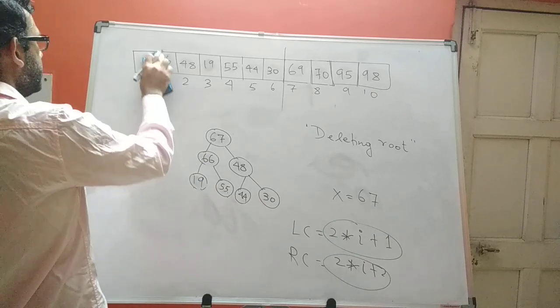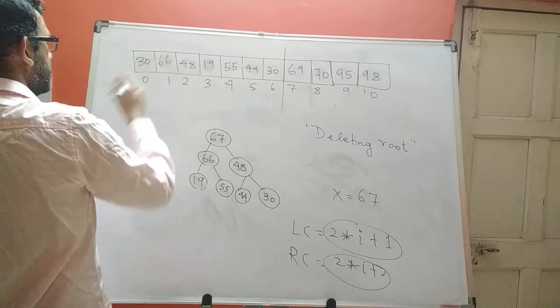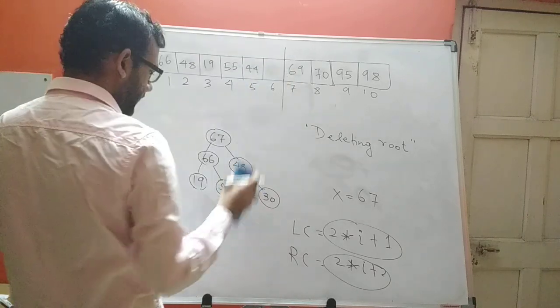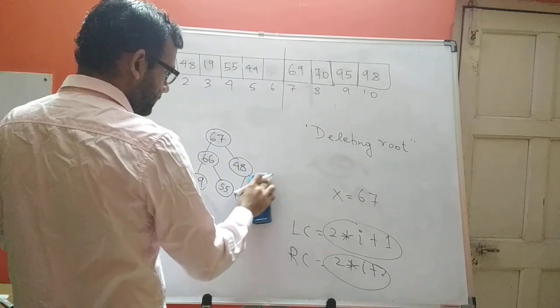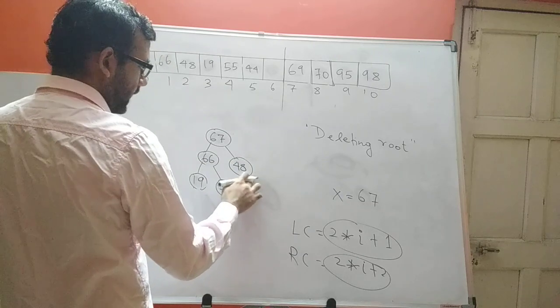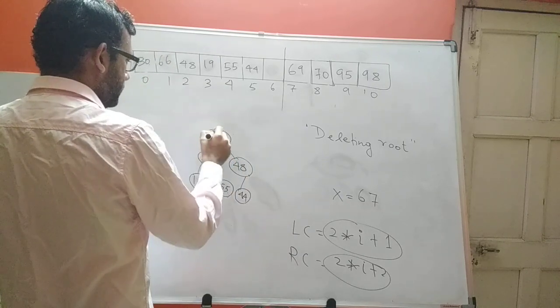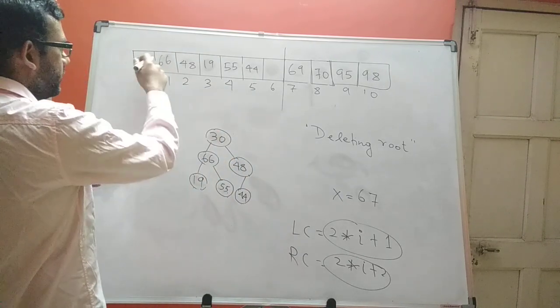It will be replaced by the last node. So the last node is 30. So this place now becomes vacant and 30 is removed. So now I would again check. So 30 comes here at the root. I've swapped it, right? I've placed it in the first position.